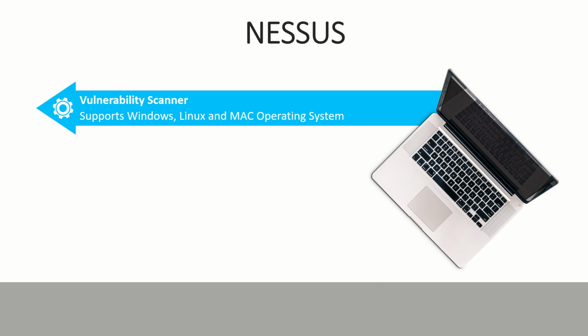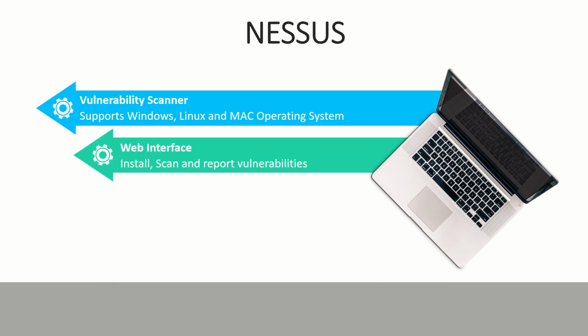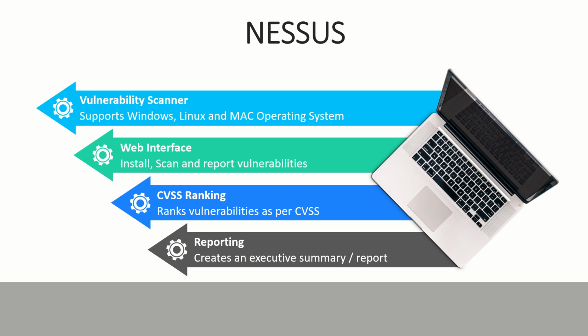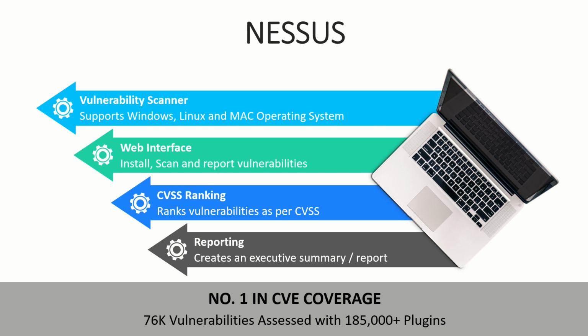Nessus supports all types of operating systems. It provides a user friendly web interface with more than 450 pre configured templates for commonly used vulnerability scans and configuration audits. It also provides CVSS ranking for the detected vulnerabilities. Nessus also provides the ability to create configurable reports in a variety of formats. As of April 2023, it covers more than 76,000 common vulnerabilities and exposures. The company maintains and continually updates a library of more than 185,000 plugins that can be used to augment the platform.